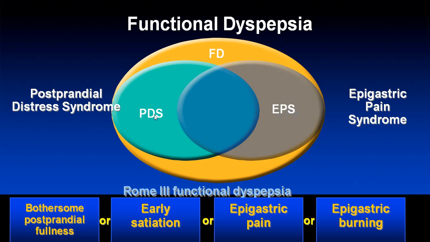So functional dyspepsia has two overlapping syndromes: postprandial distress syndrome and epigastric pain syndrome, and you can have an overlap. If uninvestigated, we use the common term functional dyspepsia or uninvestigated dyspepsia. Now in Rome 4 criteria, it has already been separated into two big groups, postprandial distress syndrome and epigastric pain syndrome.